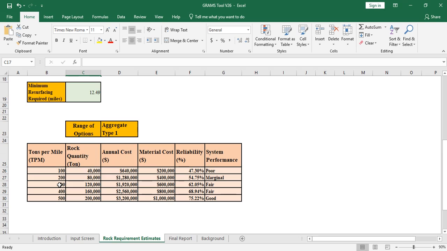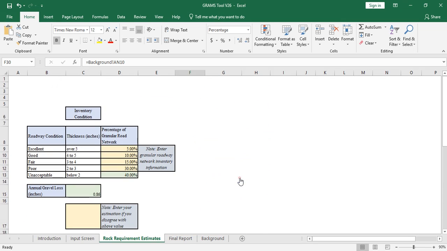Here we can see the tons per mile requirement and associated annual cost and breakdown of material cost and roadway reliability for each of the conditions. For example, it says about 75% reliability. What does it mean? It means approximately 20% of the roadway will have unacceptable performance when we put 500 tons per mile, and 75% will have our desired roadway performance.